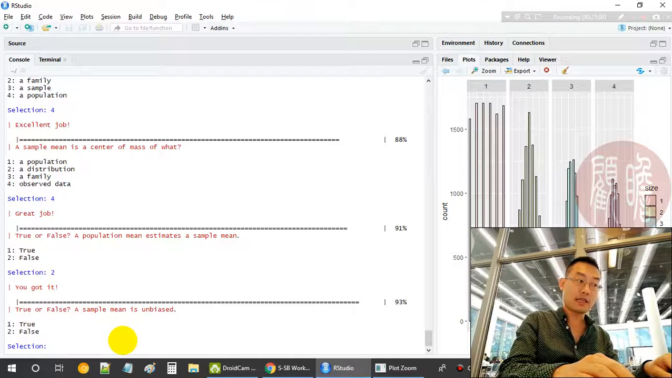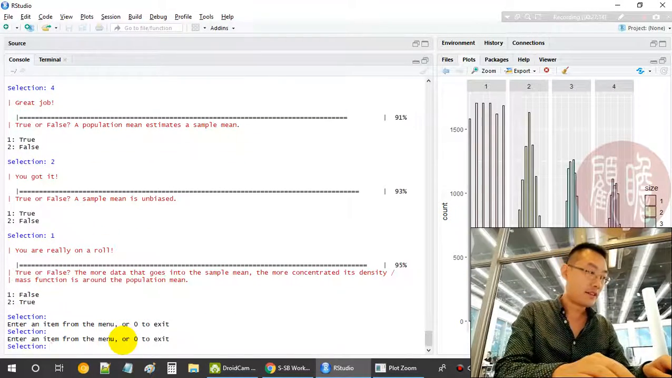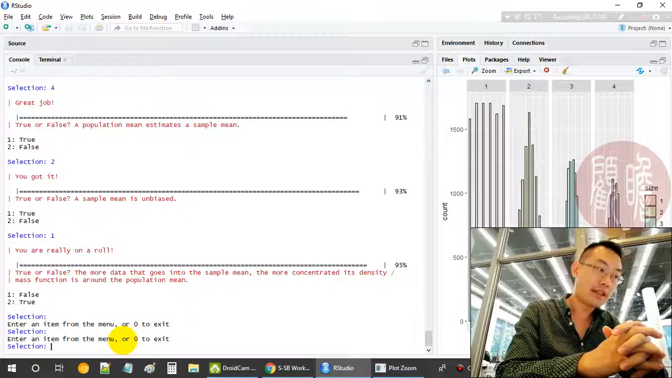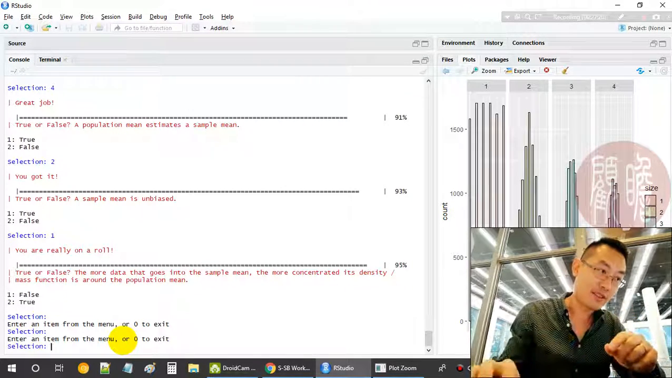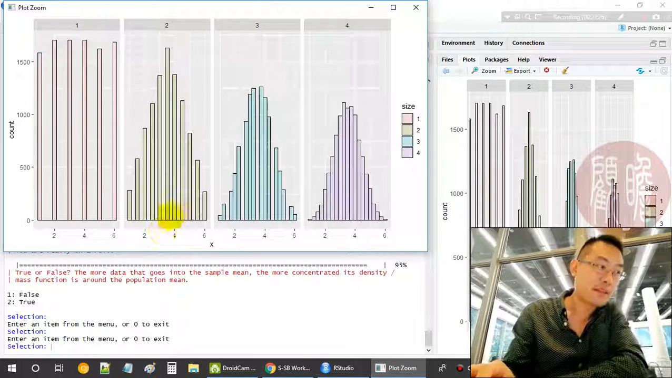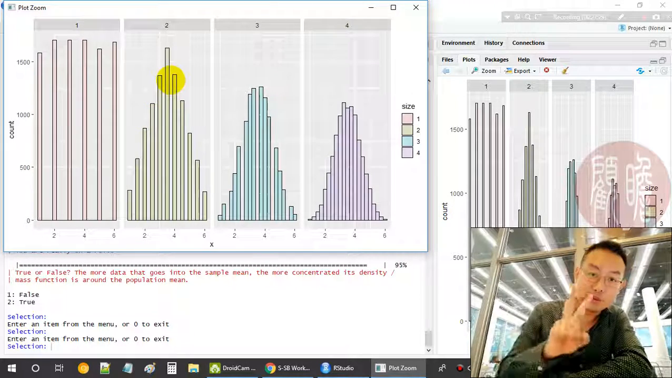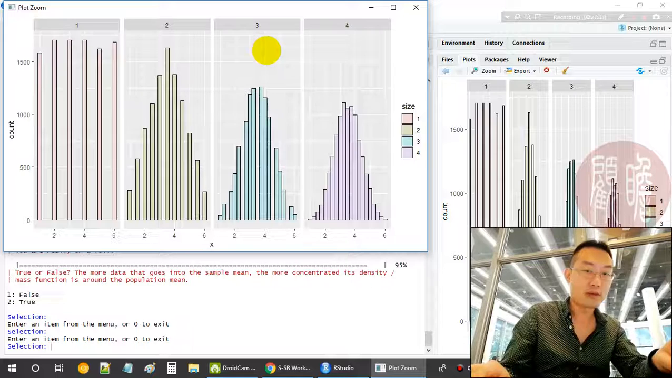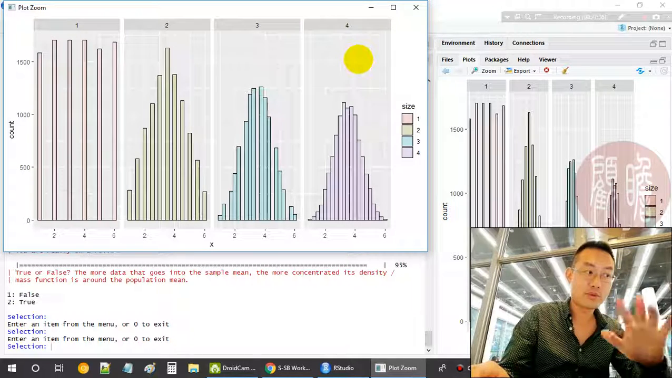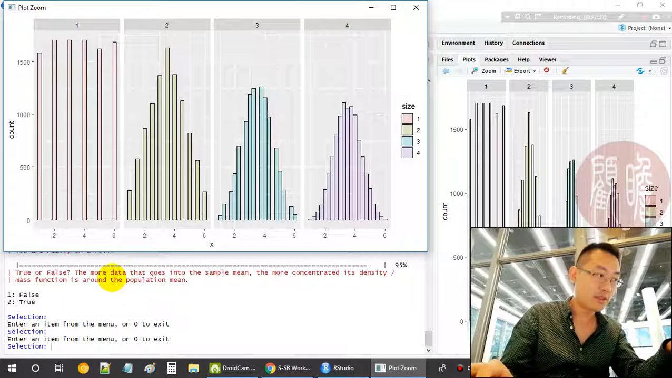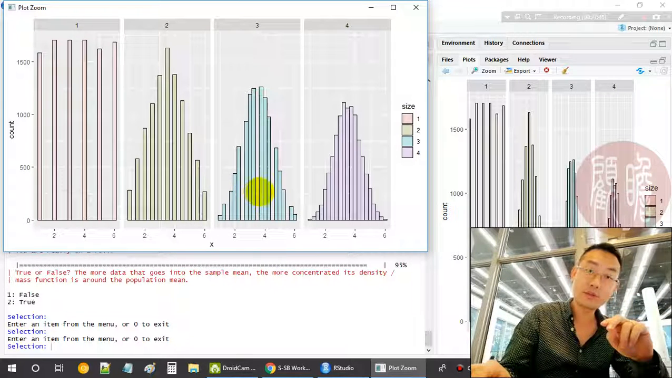A sample mean is unbiased. True, for mathematical reasons; that's a long proof. Next: the more data that goes into the sample mean, the more concentrated is the mass function around the population mean. Is it true or false? Recall this. In the second graph, we throw two dice at the same time. Third graph, we throw three dice. Fourth graph, we throw four dice. This is equivalent to more data going into the sample mean. In the second one, we calculate the mean using two values, the third using three values, the fourth using four values, more and more.